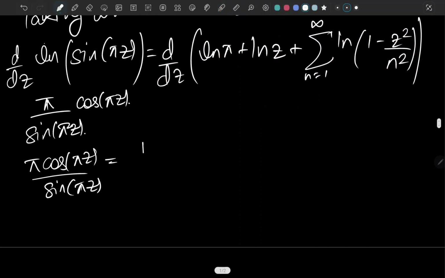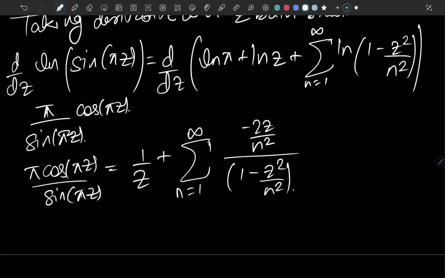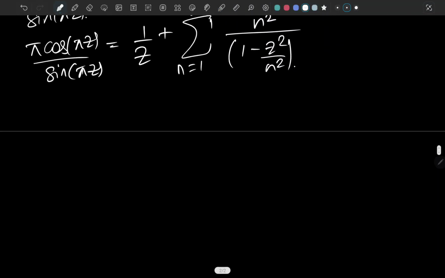So we have 1 over z plus, for the derivative of the argument of the infinite sum, let's talk about the ln. It's 1 minus z squared over n squared, and the derivative of this argument gives us minus 2z over n squared, since negative 1 over n squared is a constant, right? It's being multiplied, so we don't disturb it, but we take the derivative of z squared, which gives us 2z. So basically that's it, we are just left with that.